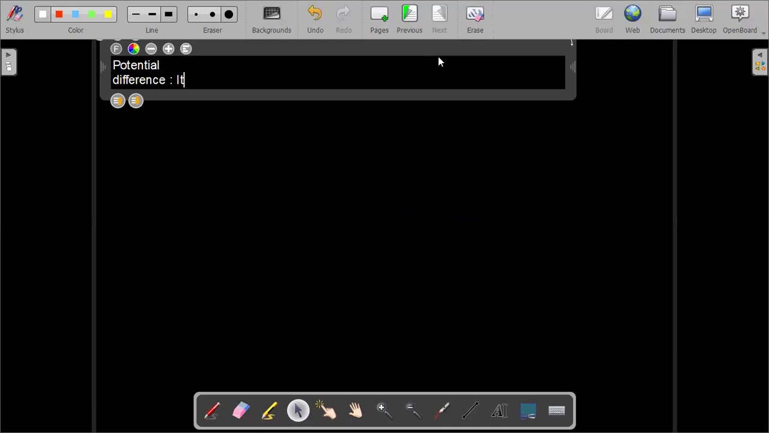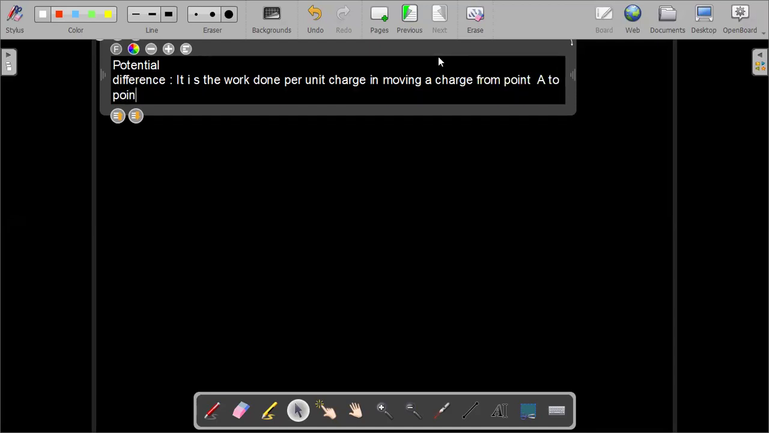So potential difference, it is the work done per unit charge in moving a charge from one point, or we can say from point A to point B. So it will be equal to the potential difference between the points A and B.